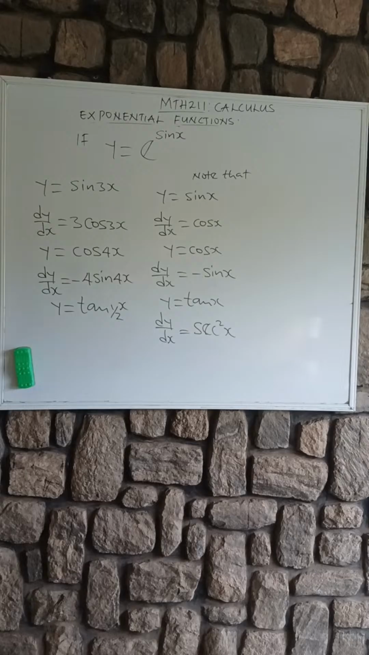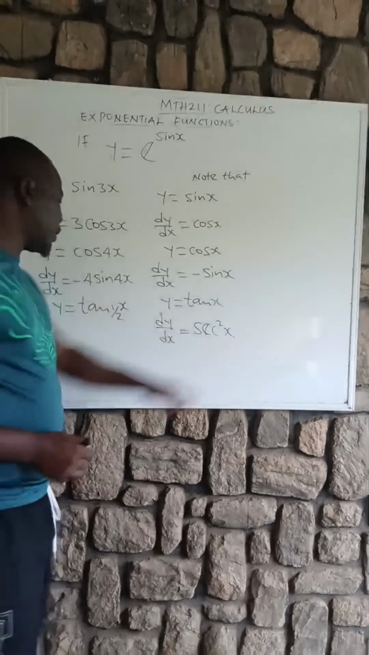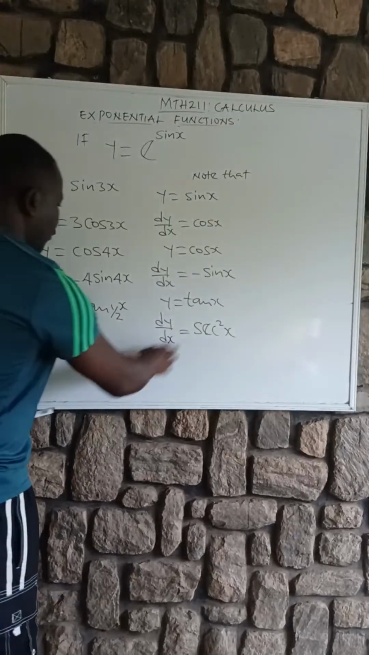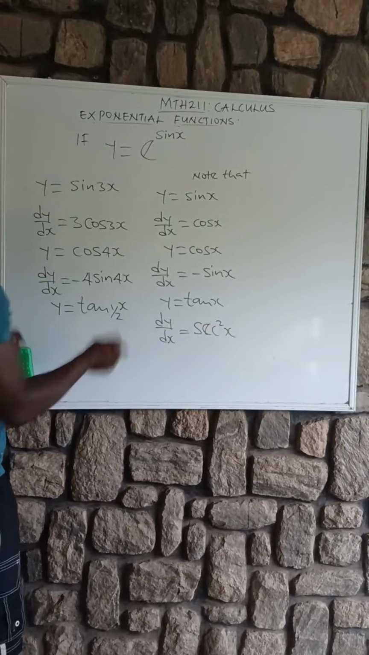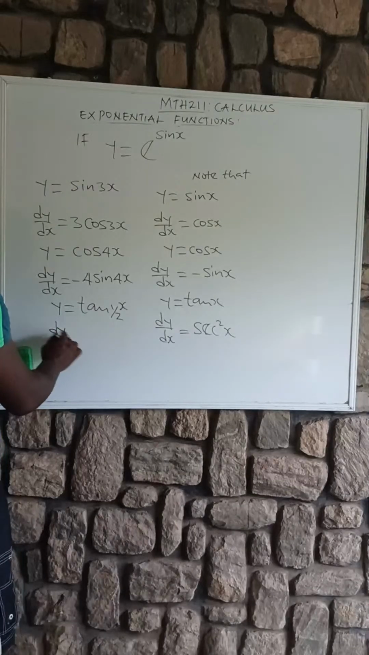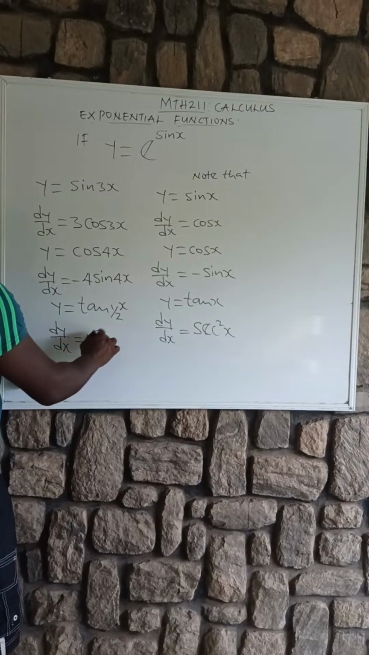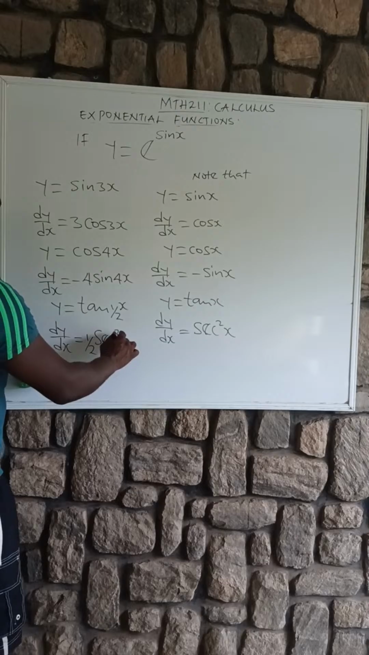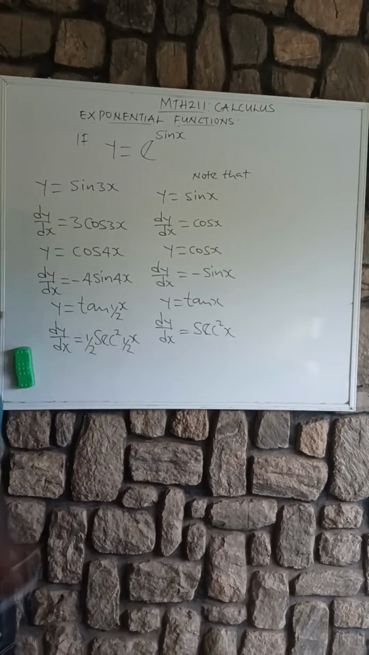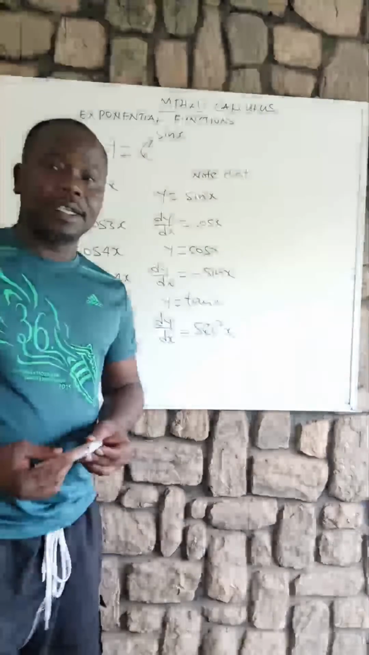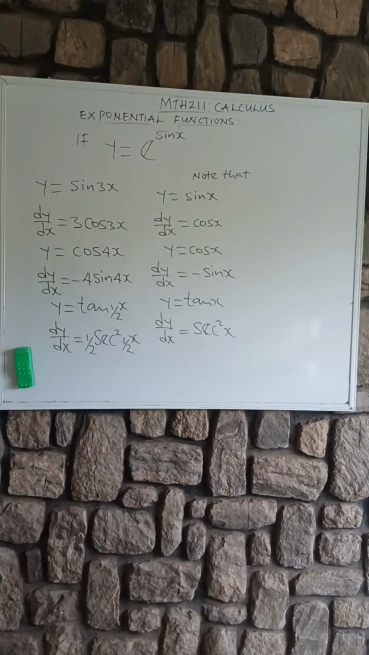So you are supposed to have sec squared x, right? So what we have here is a half. Use it to multiply this, then put back this. So it means we have dy/dx equals 1 over 2 sec squared of 1 over 2x. So take note of all these things. Is that clear? Take note. Please don't forget to share after the class. I will be very grateful.